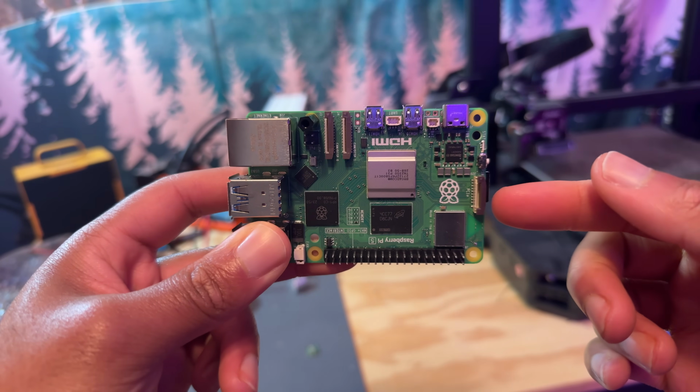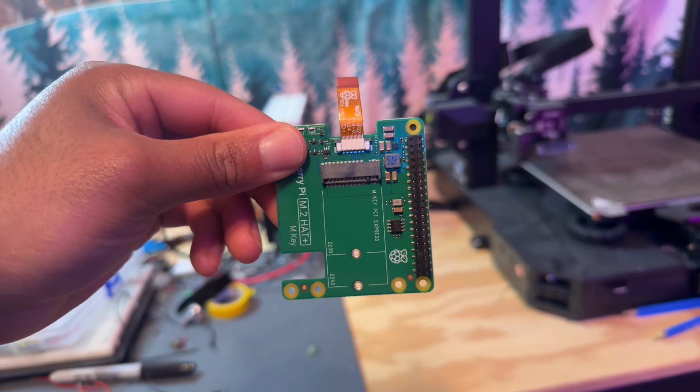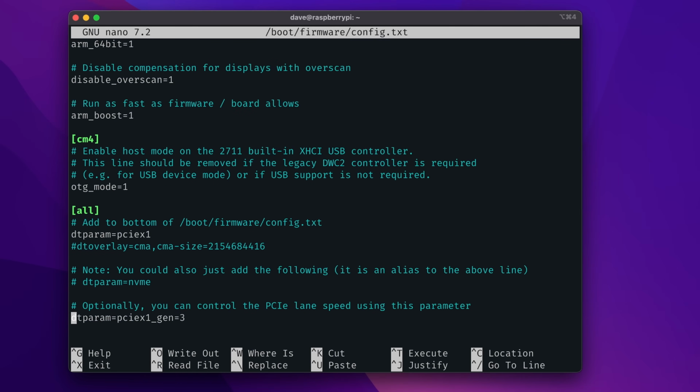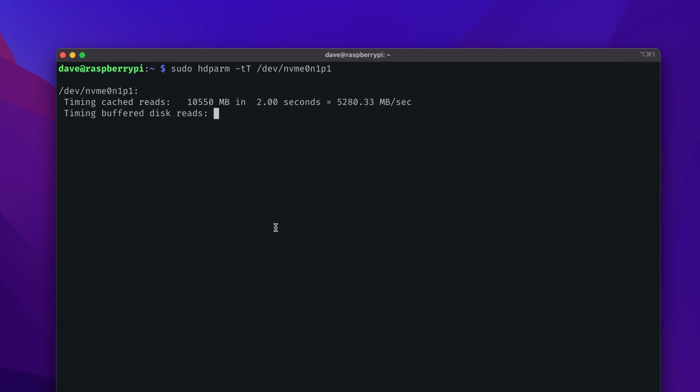The Raspberry Pi 5 comes with a PCIe 2.0 interface. Now the cool thing is, you can go into the configuration settings and force this interface to run at PCIe 3 speeds. It's unofficial, but it works. And with this, you get a whopping 800 megabytes per second read speed.